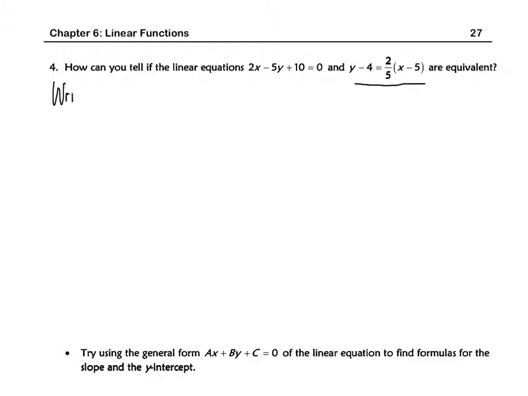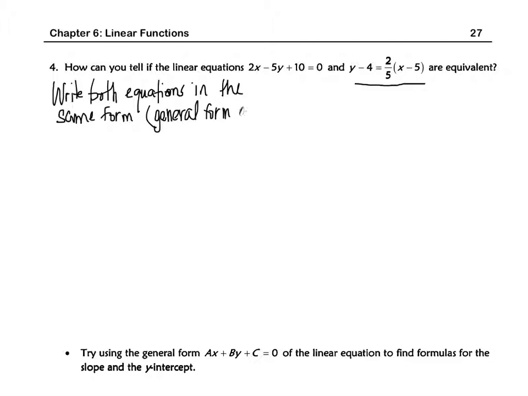So we're going to write both equations in the same form. That would be either general form or slope-intercept form. So either write them both in slope-intercept form or change the slope point form so that they're both written in general form. And we're going to use general form.